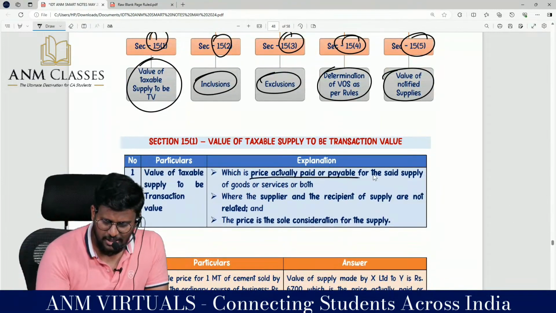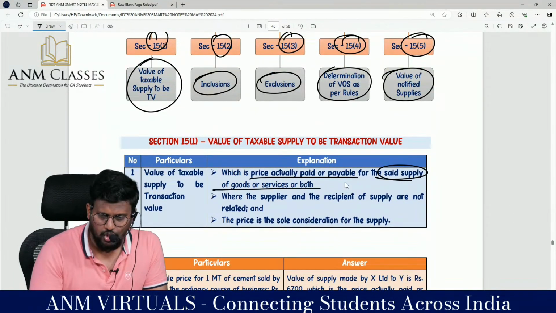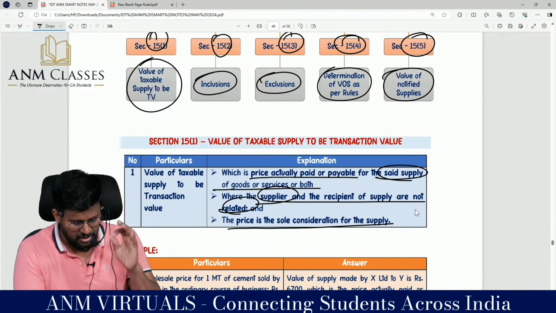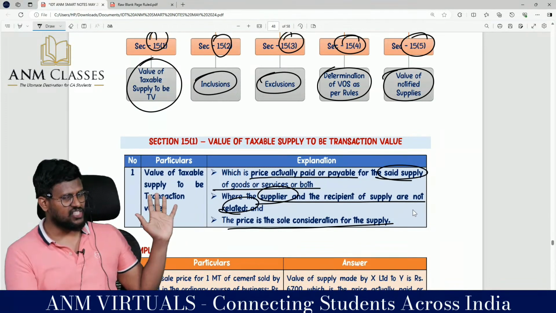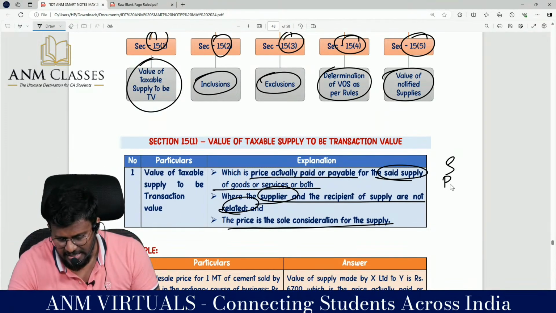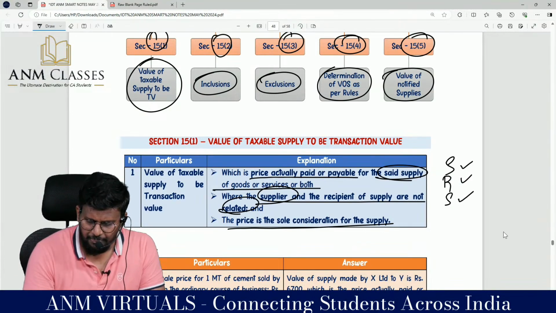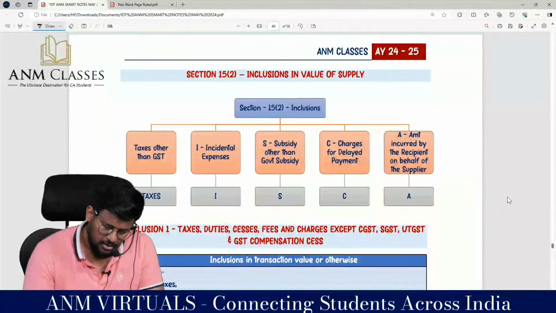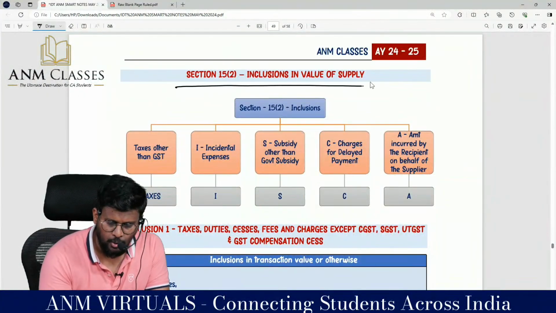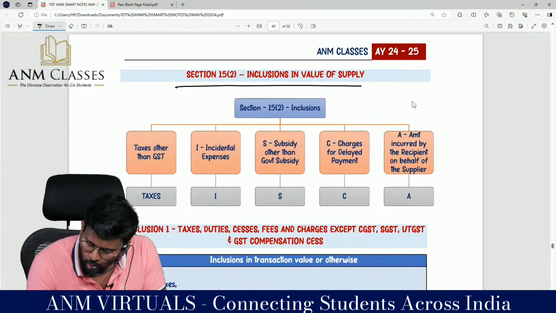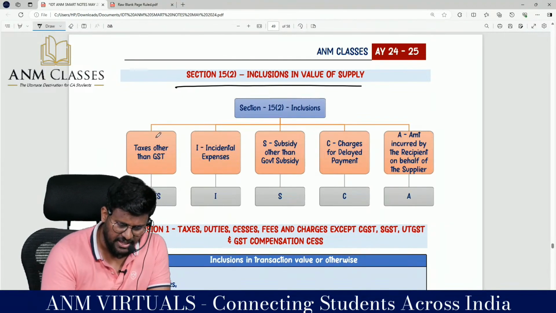Yes, where the price is actually paid or payable for the said supply of goods or services or both, where the supplier and the recipient are not related, and price is the sole consideration, then the transaction value applies. There should be a supply, such supply should be to an, and price should be the sole consideration. As per 15-2, even though the SRS conditions are satisfied, the transaction value is equal to, sir, we have to include these items.